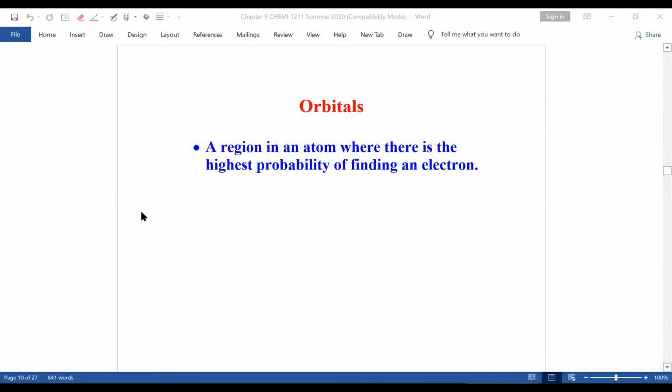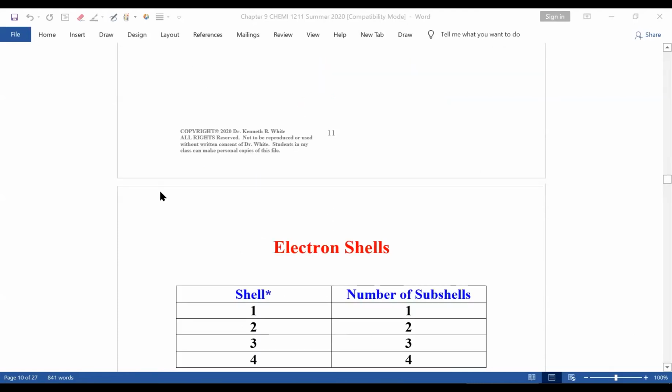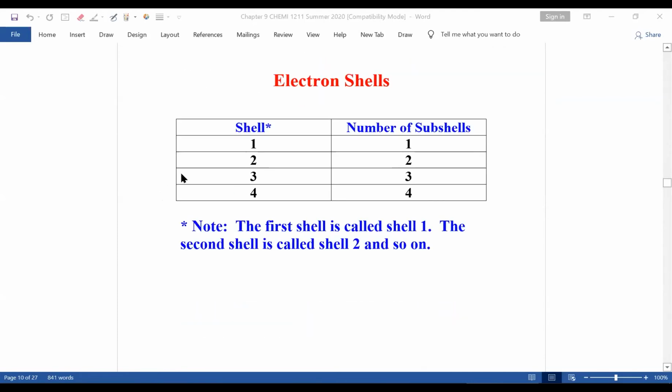Now, for this, I'm turning the switch off. We also have what's called orbitals. And that's where you're going to find an electron, if you could stop all motion when the electrons are moving. This gets a little complex, but the switch is back on.